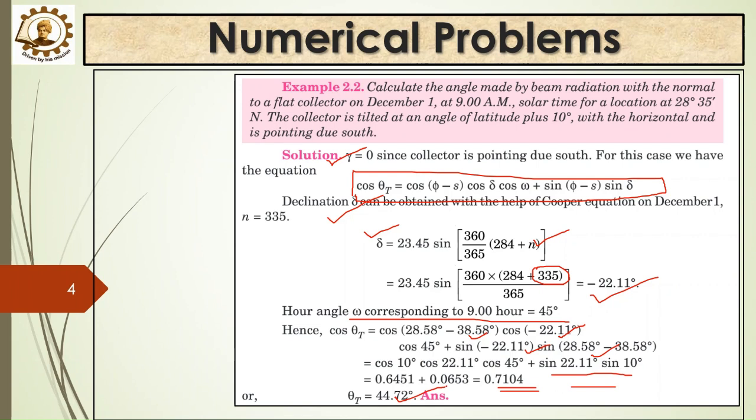Once all these equations are clear to us, we have an idea about how the slopes, the altitude, and the latitudes change with the collector pointing due south. As we use the Cooper equation to find delta, and we have an idea about the conversion of omega into a particular angle, we can easily solve problems related to solar geometry. So this is one example problem that will help the students in the semester exams.